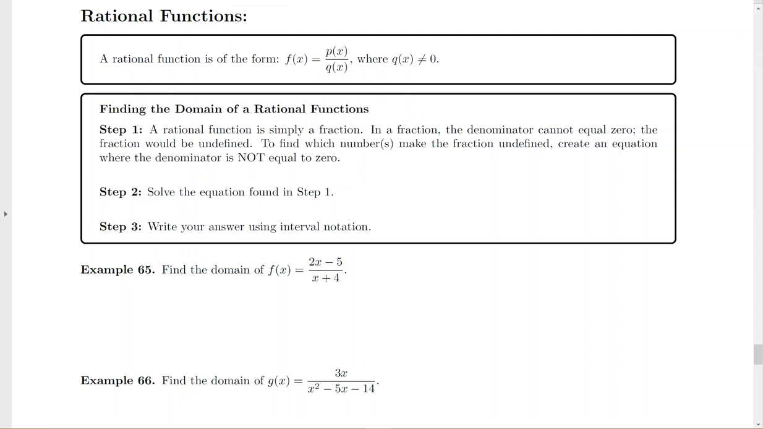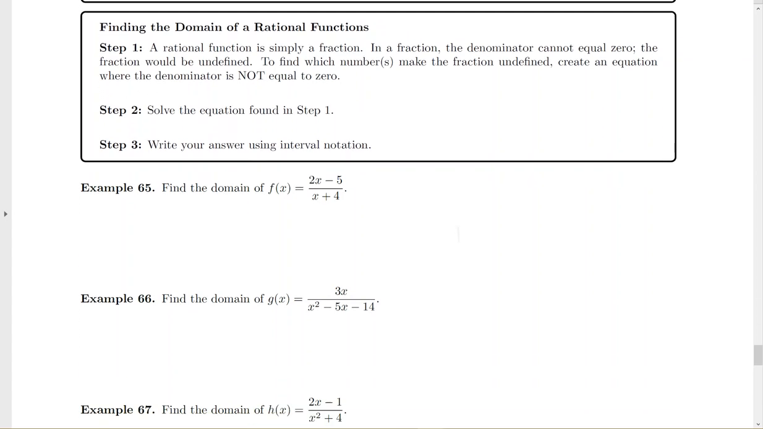Remember, domain are the values of x that you can use in the function. So it goes through and states what it is again. Denominator cannot be equal to 0 or it'd be undefined. So to find those undefined areas, we're going to create an equation with the denominator, set it not equal to 0, solve for x, and then write our answer in interval notation stating what the domain can be.